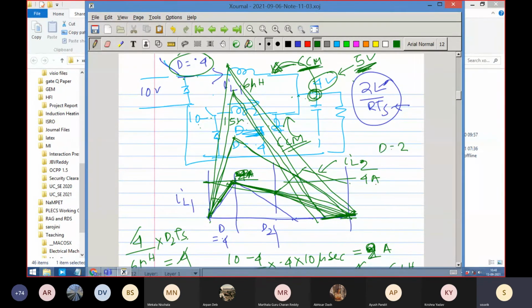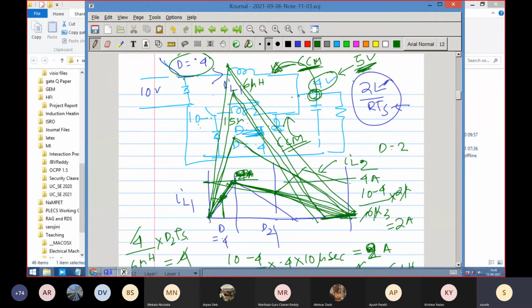So how much is this? That is 10 minus 4. 10 minus 4 is the output divided by 6 micro into 2 micro. Right? So how much current is it going to? This is 3. So 6 by 3 is equal to 2 ampere. It goes to 2 ampere. Now this current goes to 2 ampere because its D ratio is this much, right?